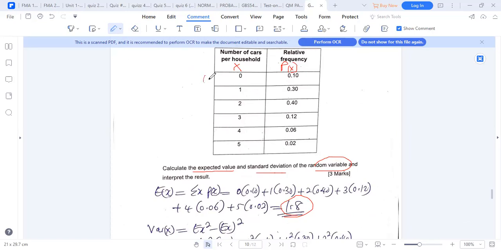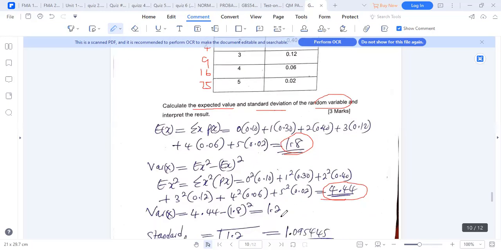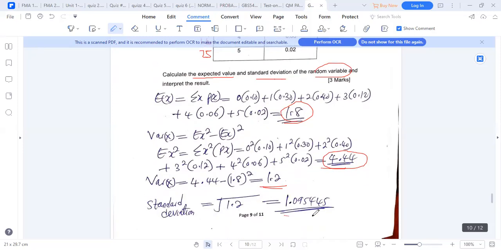And you square each individual value, 0, 1, 4, 9, 16, 25, and multiply by the probabilities. You're going to get the summation of x squared p(x), which is 4.44. So 4.44 minus 1.8 squared, which is the mean squared, we get 1.2. And this is our variance. When you square root the variance, we get the standard deviation, 1.09545. So you get your 3 marks there. I'm testing a question that short in an exam. I'm trying to make it harder for you to fail than to pass, unless you just want to.